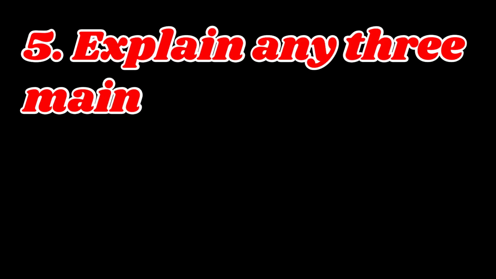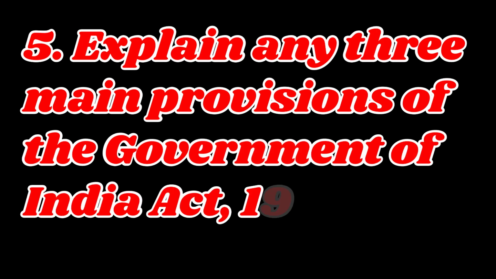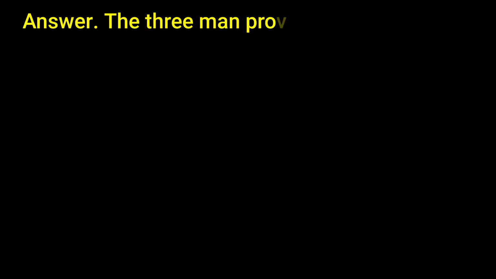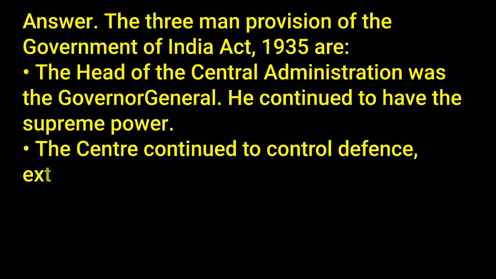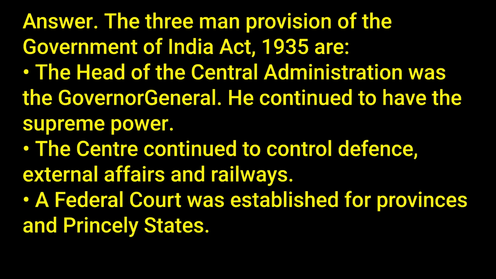5. Explain any three main provisions of the Government of India Act, 1935. Answer. The three main provisions of the Government of India Act, 1935 are: the head of the central administration was the Governor-General. He continued to have the supreme power. The centre continued to control defence, external affairs and railways. A federal court was established for provinces and princely states.